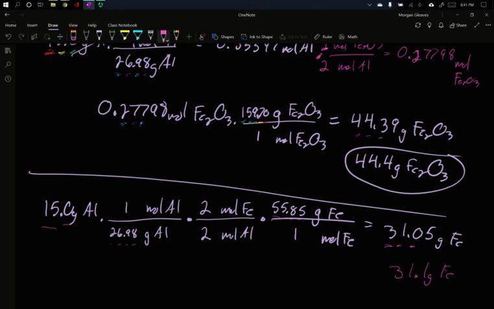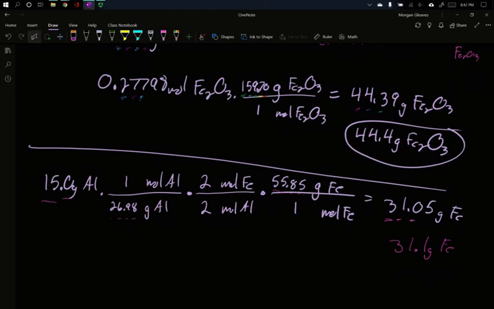So for 15 grams of aluminum going in, I make basically a little more than twice the weight of iron. That's because if you look at the weights, 26 versus 55, it weighs a little more than twice as much. So in this case, we can use aluminum to find both how much of the other starting material we require and how much product we will make.